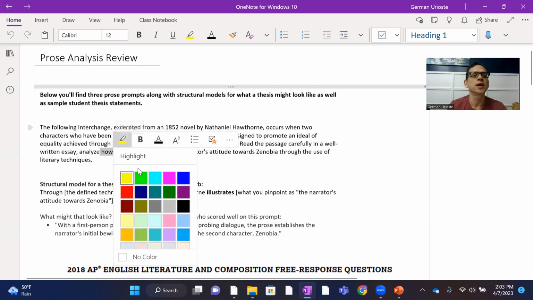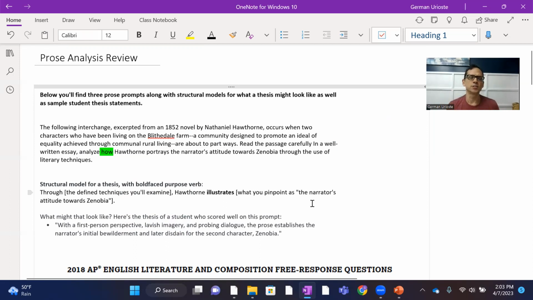How means technique. How does Hawthorne portray this? And they're asking you to do that through the use of literary techniques. Now notice, they keep it wide open. Instead of saying through literary techniques such as point of view, figurative language, and syntax, they're not doing that here. They're just saying whatever literary techniques you want. So you want to think about maybe 2 or 3 different techniques. And what are you addressing by looking at those techniques? This notion right here, how Hawthorne portrays the narrator's attitude towards Zenobia. That's what you're looking for.